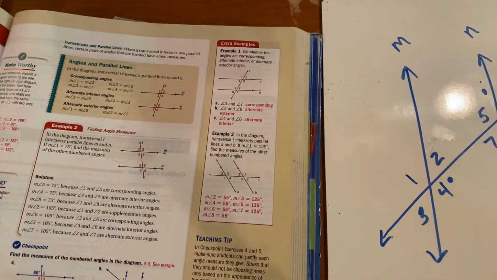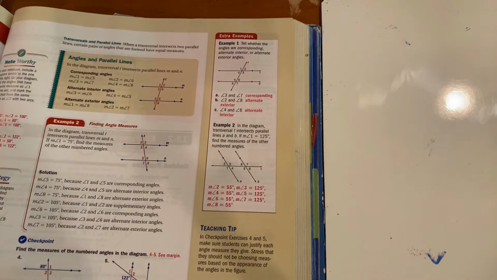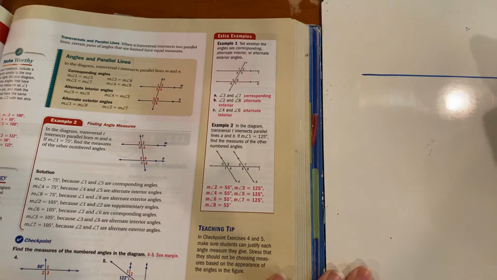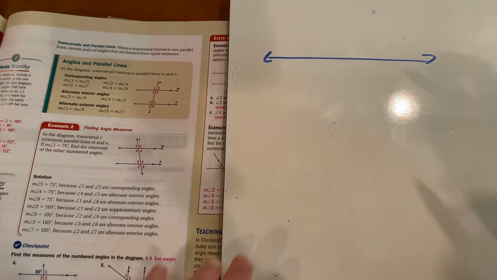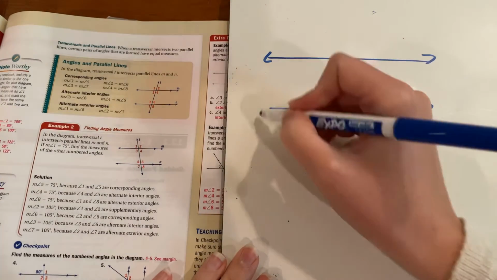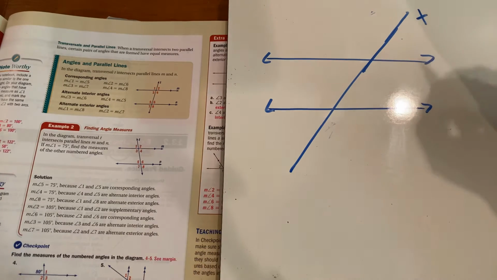Moving on. Transversal and parallel lines. When a transversal intersects two parallel lines, certain pairs of angles are formed that have equal measurements. So they're saying you have two parallel lines, and you can't see that because it's half off the camera. My bad. There we go. And then your second parallel line, and then you have this transversal that kind of cuts right through it.